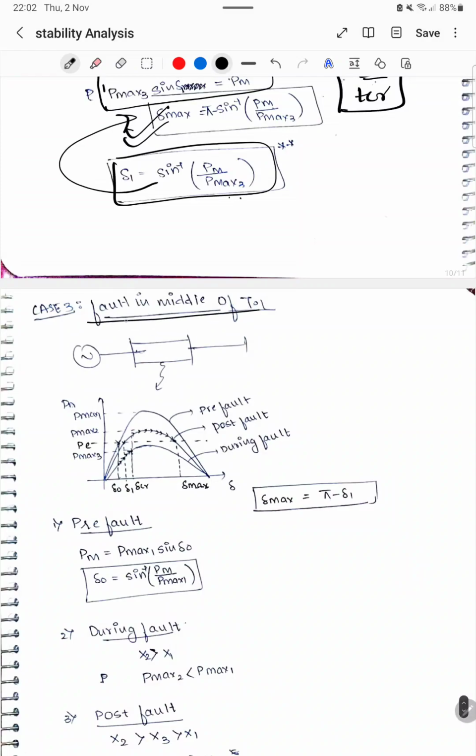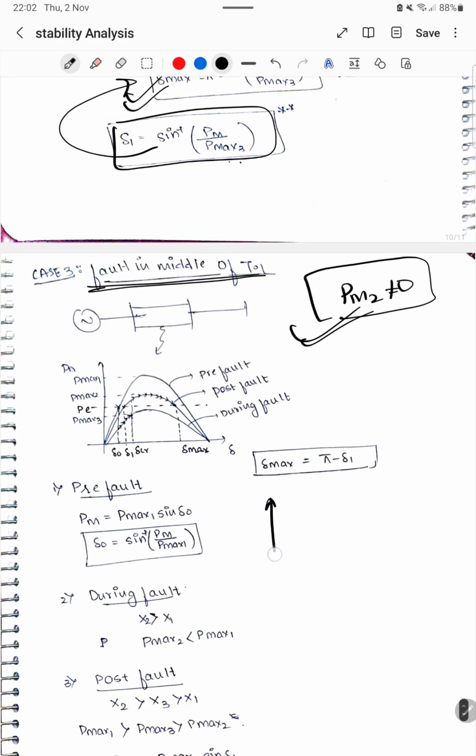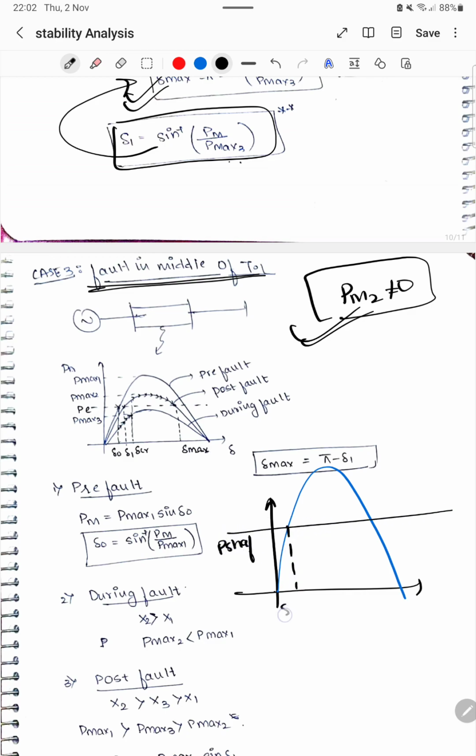Now let's say the fault is in the middle of transmission. In that case Pm2 is not equal to 0. It will be minimum but not equal to 0. The same you can see in the graph also. So let's say this is Pm1. This is P shaft. So this is nothing but delta naught. Now let's say a fault has occurred. So this is nothing but during fault.